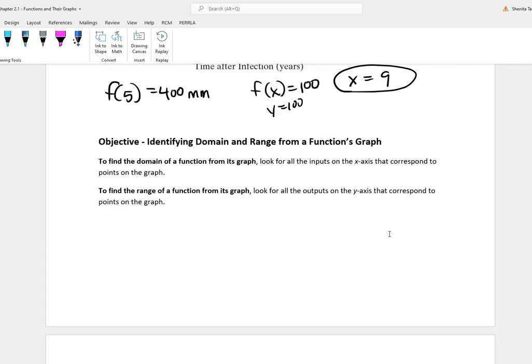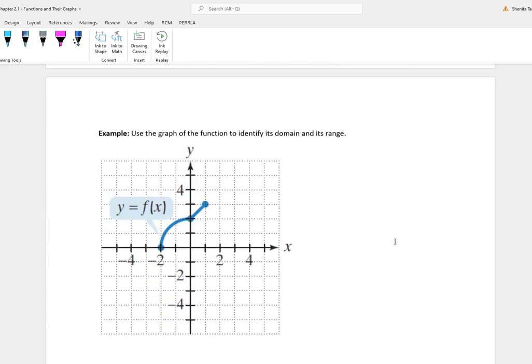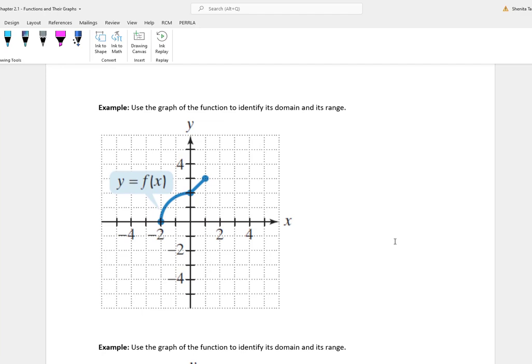So now we're going to talk about how to find the domain and the range of a function from a graph. The domain will be the inputs on the x-axis, and the range will be the outputs on the y-axis. So if you look at this first graph, your domain is what you see along the x. Your range is what you see along the y. Okay? So you only look at the specific graph.